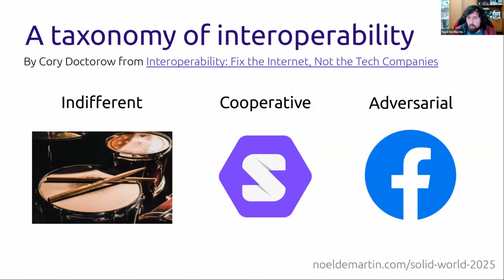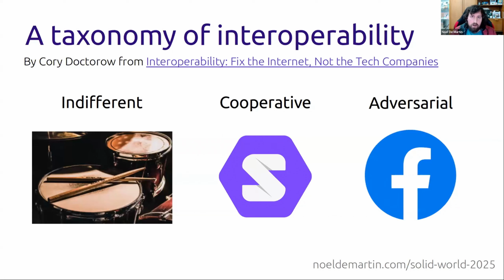But finally, we have adversarial interoperability. This would be, for example, what Facebook or some big tech companies are doing, that they go out of their way to make things not interoperable. So even if you are using a website and it would be very easy for them to give you a way to export your data, they try to avoid it. So that is the worst type of interoperability we can have, which is almost none, right?